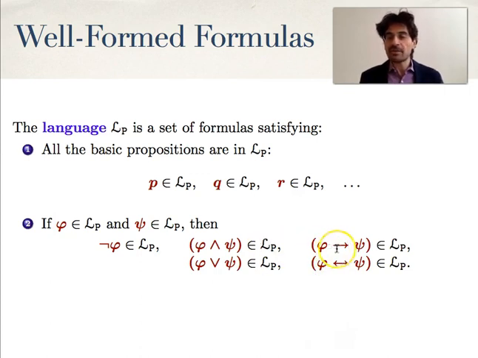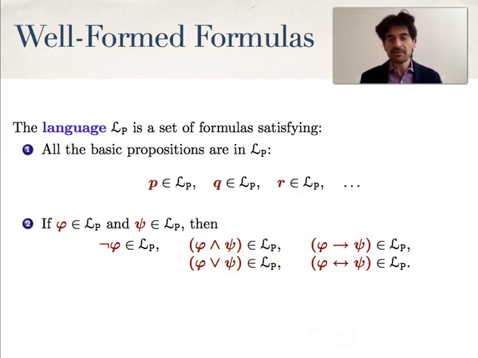Now let's look at this arrow here. This, if you remember, is the arrow for implication. So this says that if we connect phi and psi, our well-formed formulas, with the implication, phi implies psi is again a well-formed formula. Let's look at this other symbol here. This is the symbol for or. And what this says is that if we connect phi and psi with the symbol for or, we again obtain a well-formed formula. Phi or psi is a well-formed formula.